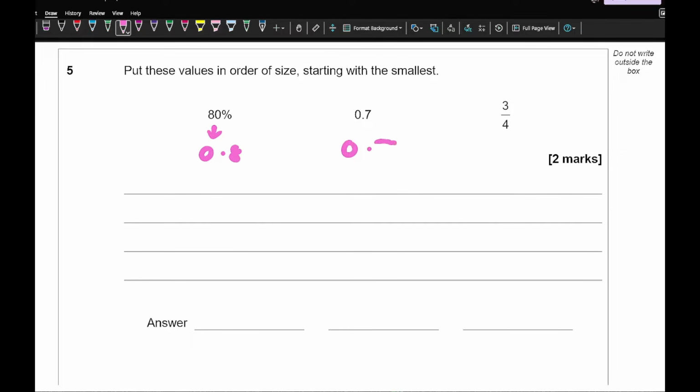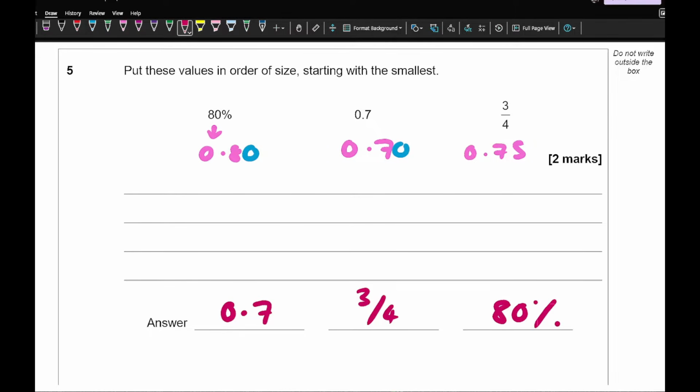0.7 is already a decimal, and 3/4 is 0.75. And then what you can do is make them so that they've all got the same number of numbers after the decimal point. So as you can see, out of these three numbers, 0.7 is the smallest, so we've got 0.7, and then we've got 3/4, and then we've got 80%.